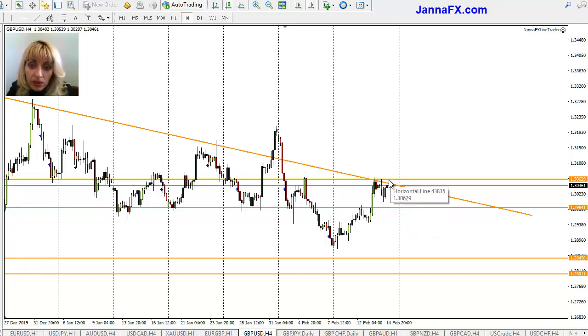So if it has a little bit of consolidation, breaks this a little bit up and then sits in here somewhere, then it's quite possible to look at this as a place for pending orders buy.